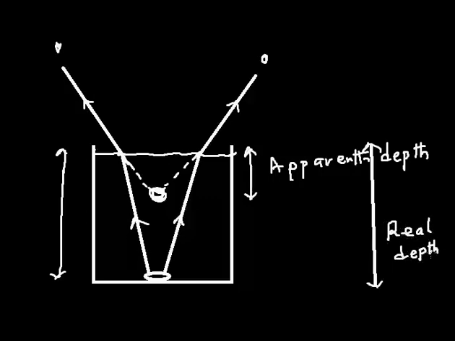So you discover that there's a displacement between the actual depth of the container of water and the apparent depth. So this is the displacement, the distance from this point to this point. There's always a displacement due to refraction.